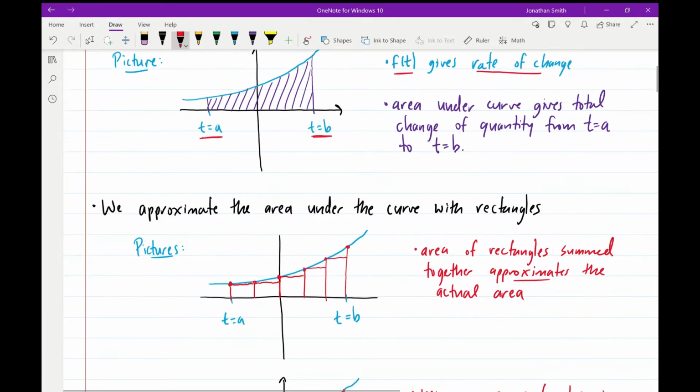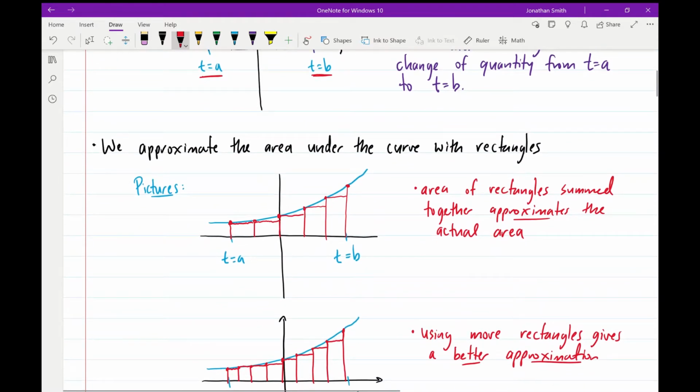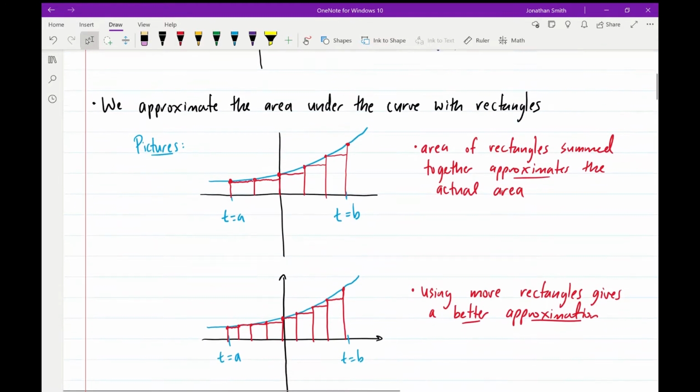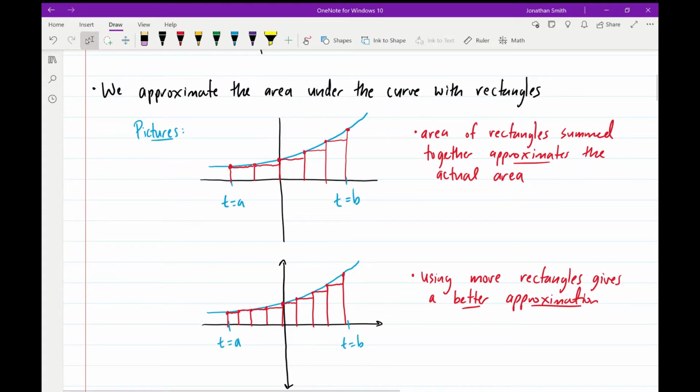So in the last video, we learned how to approximate the area under this curve by using rectangles. So we brought up the idea of a left-hand sum and a right-hand sum. In both of the pictures I have here, we're using a left-hand sum. But we can approximate this area under the curve by drawing rectangles that have height f of t sub i, where t sub i is the endpoint of each of these subintervals that we're using to break up the interval from t equals a to t equals b.